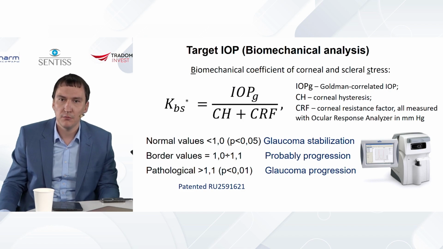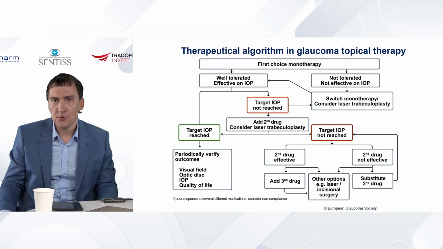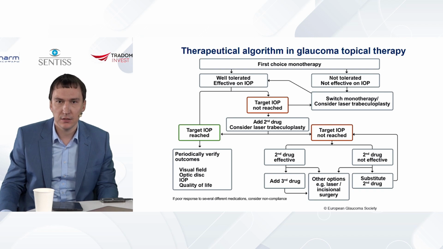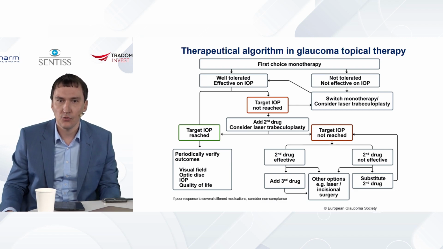So using this formula, we can get the biomechanical coefficient of corneal and scleral stress. So this is the biomechanical analysis, and this coefficient could be the reason to later on assess the prognosis of glaucoma risk in patients. Actually, the search for an algorithm for decision making in glaucoma is continuously done. So these algorithms could be found in the clinical guidelines, and here you can appreciate the therapeutic algorithm for glaucoma treatment from the European Glaucoma Society. European guidelines are here.